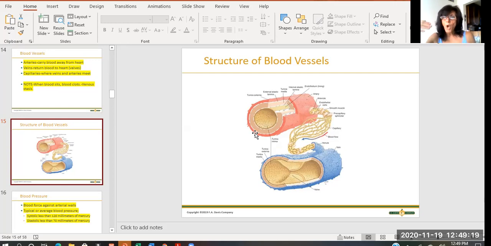Every time you walk or breathe or move, the muscles in your body are squeezing, contracting and relaxing. So every time your muscles contract, they squeeze the veins, which pushes the blood up through a valve, boom, and then the valve shuts. So the blood's here. Muscles contract again, pushes the blood up through a valve, boom, that valve shuts, until it gets all the way back to the heart. Okay.